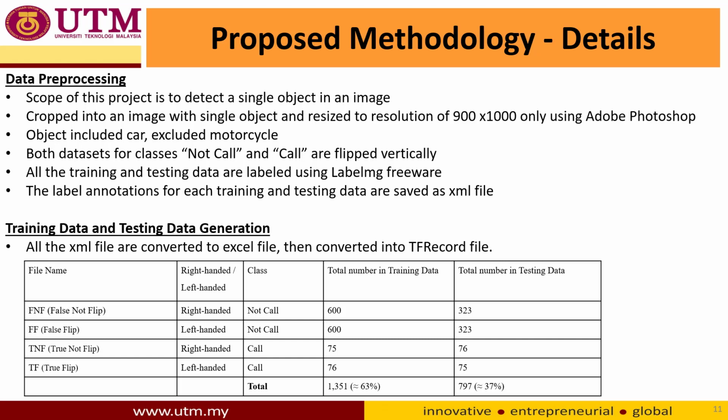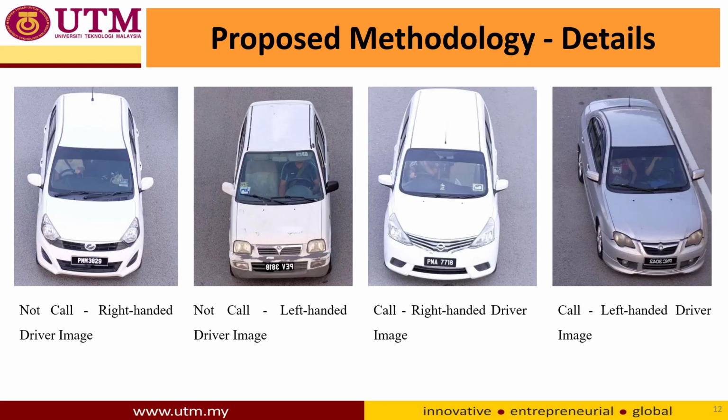The two classes in our data set are "not call" and "call". We also flip the images to increase the size of the data set, and all the annotation is done manually and saved as an XML file. You can see here several images showing "not call", that is, the driver is not making any call, then a left-handed driver image, followed by a left-handed driver image performing a call, and also a right-handed driver image performing a call.